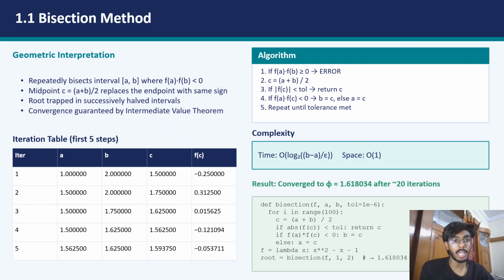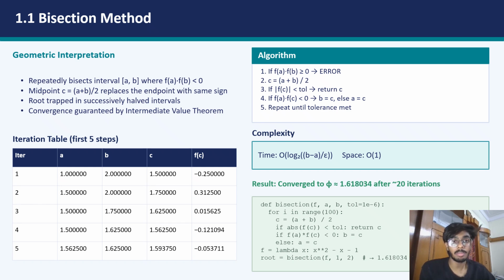For the first method, we have the bisection method. So what is the bisection method? Bisection method is a method to find the roots of a polynomial. The geometric interpretation is repetitive bisection of interval a and b, where f of a dot f of b should be less than 0. Then we calculate midpoint m equals a plus b divided by 2 and replace the endpoint with the same sign. The root is trapped in successive half intervals, convergence guaranteed by the intermediate value theorem. In bisection, the convergence is always guaranteed, but it's slow and takes multiple iterations.